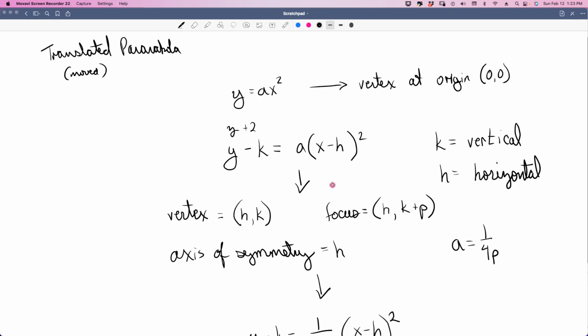So now let's talk about translating of the parabola. This is 68b, translated parabolas. Translating it just means that we're moving it around the Cartesian coordinate system. So the vertex is not going to be at the origin.